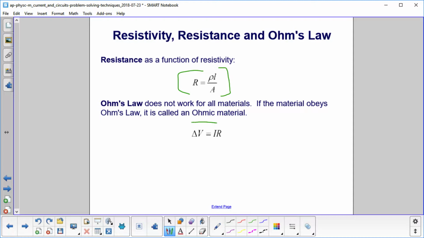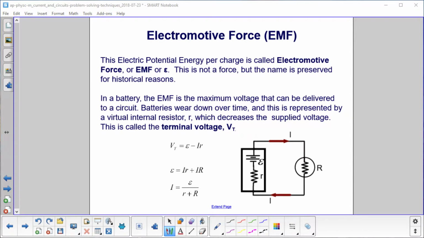Then we have Ohm's law, delta V equals IR, or many times people just write V equals IR. We're not that careful about the delta, but this does not work for all materials. If the material obeys Ohm's law, then it is an ohmic material. If it does not, then it is a non-ohmic material. The electric potential energy per charge is called electromotive force, or EMF, or this little squiggly e. This is not a force, but the name is preserved for historical reasons.